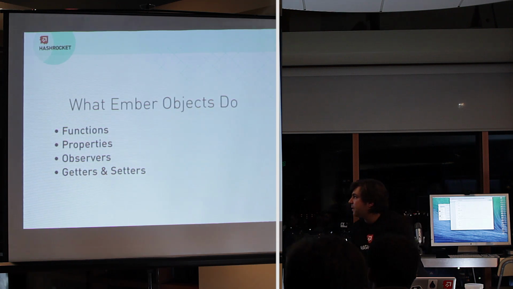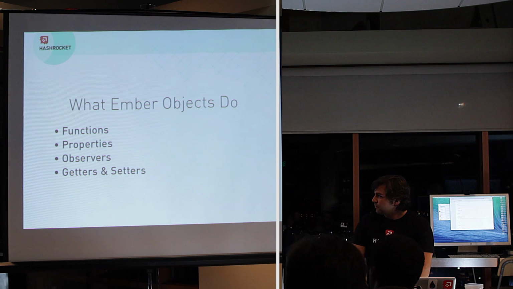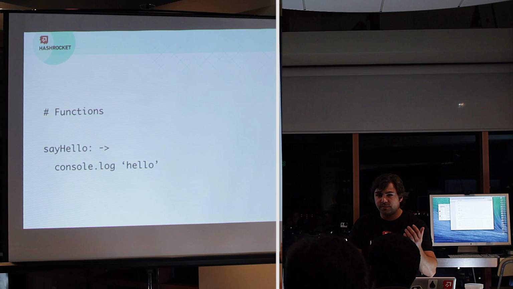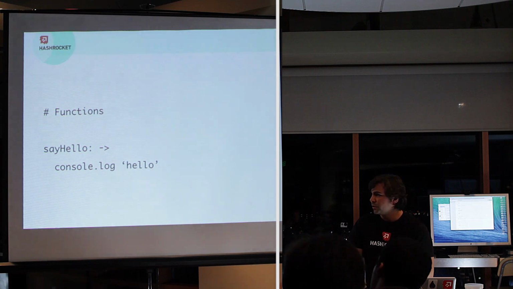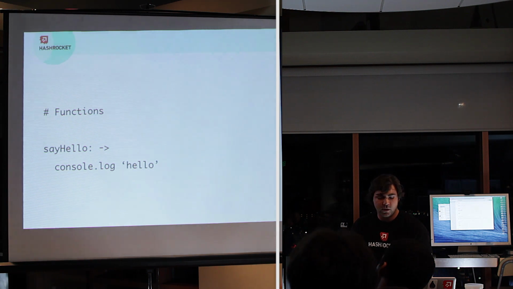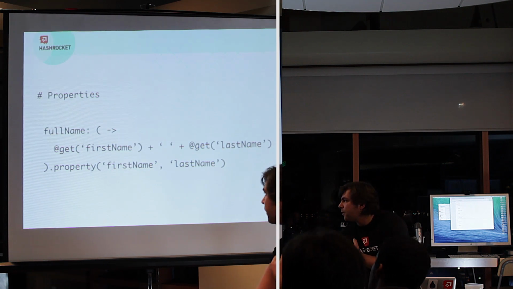So these are the main things that Ember objects do. I'm going to go over each of these and how they work. Functions are functions. They work the same. You just put a function in your Ember object, and then you can call it on that object. Properties are kind of unique.